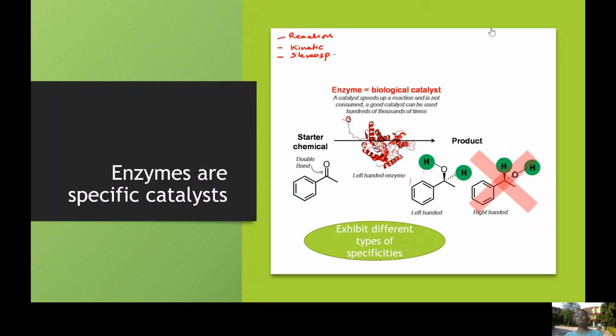If you see in this reaction, the carbonyl group is reduced to give you only a particular enantiomer. In this case, it will be the S form which will be formed and not the R. So you understand that the enzymes are highly specific in nature. Okay?